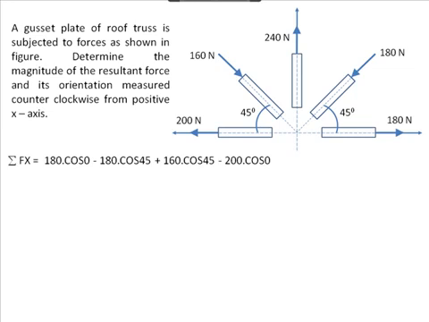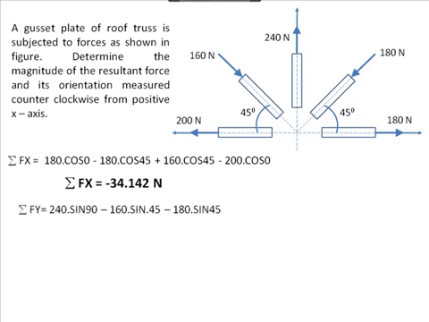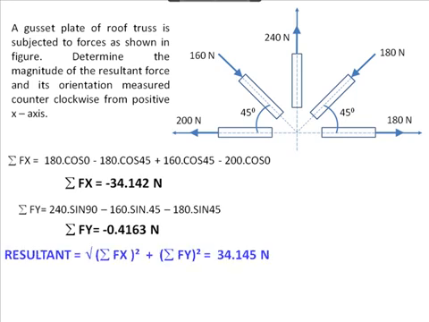up all the x components. That is 180 cos 0 minus 180 cos 45 plus 160 cos 45 minus 200 cos 0. Again, you add up y components. That is sigma fy: 240 sin 90 minus 160 sin 45 minus 180 sin 45. You get sigma fy. You already have sigma fx. You square, add, take under root. You get magnitude of the resultant.